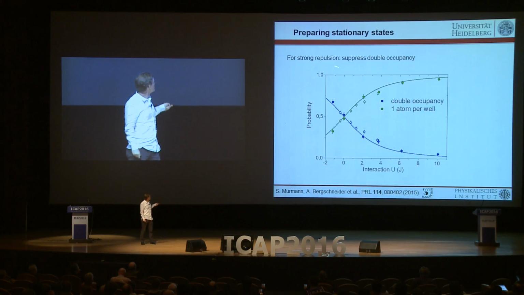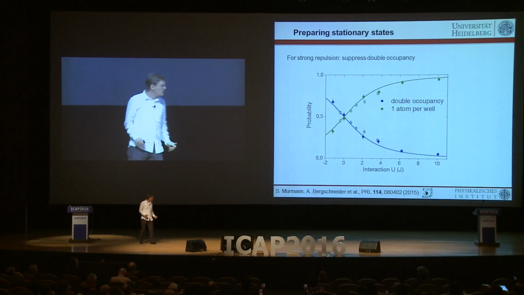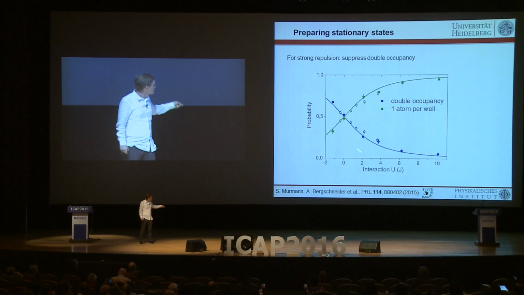That's what's shown here. That's the probability for observing one atom per well, which goes up as the repulsion is increased, whereas the double occupancy is going down. Okay? And that's very much in line with what you expect from the Hubbard model for the system. So this is kind of completely understood.